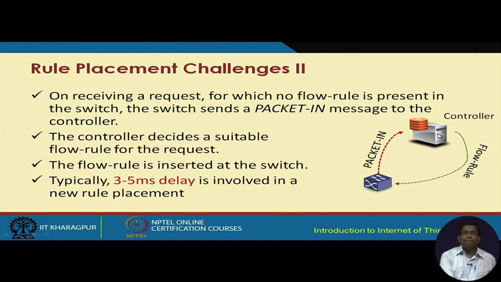Now, this controller decides a suitable flow rule for this particular request, and this flow rule is then communicated back to the switch and inserted in the flow table in the switch. Typically there is a delay of 3 to 5 milliseconds involved in the new rule placement. So, whenever a new rule has to be placed in the switch which does not already exist in the flow table, this entire communication, with the controller deciding and sending back the flow rule, takes about 3 to 5 milliseconds of delay.